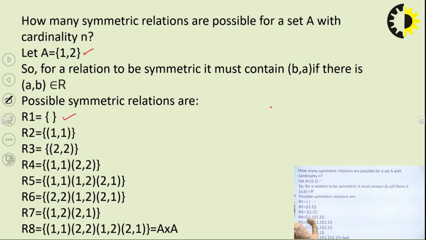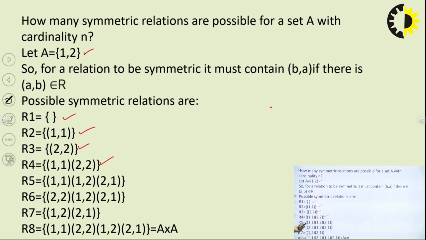So, R1, this is a symmetric relation because it is not containing anything. So, it is by default symmetric. Now, R2, it is containing only a single pair 1, 1. So, it is again symmetric because for 1, 1, the B, A pair will be again 1, 1. So, it is also symmetric. R3, 2, 2, this is again symmetric. Now, let us talk about R4. R4 is containing 1, 1 and 2, 2. So, for 1, 1 and 2, 2, it is again symmetric.